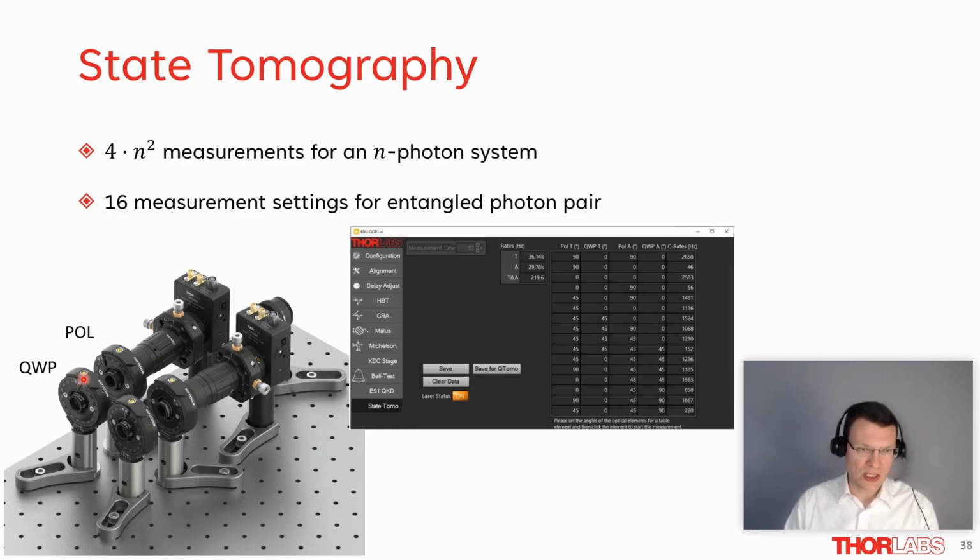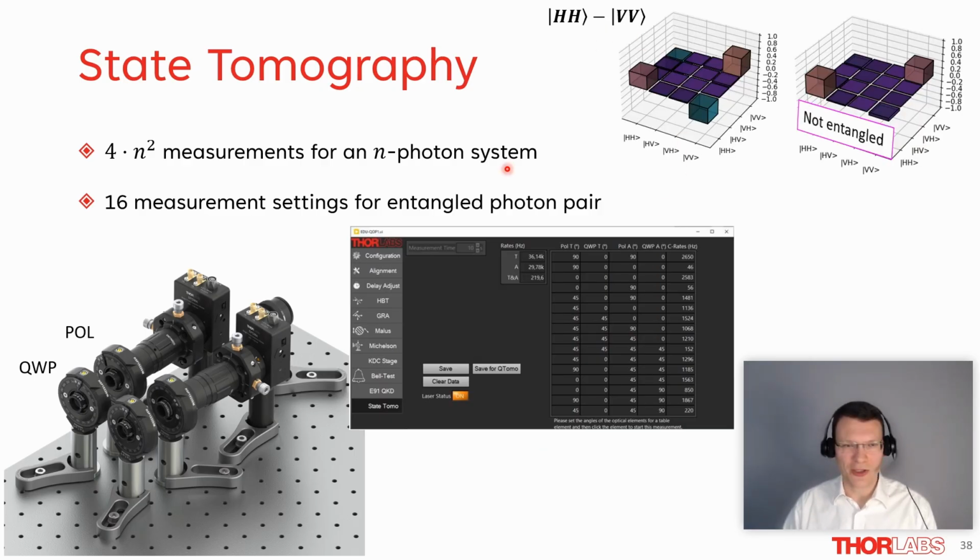Even though the parts are not included in the extension kit, we already have that in the software because we assume that a lot of people will want to do that. So you can do your different measurements with those different settings for the polarizers and the quarter wave plates, and then you will get your state tomography result. The fun thing is that you can start to prepare different entangled states, for example, HH minus VV, which looks different, or even states that are not entangled. And so you can see the difference.